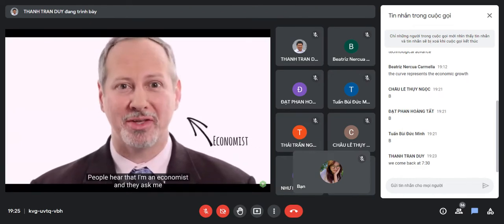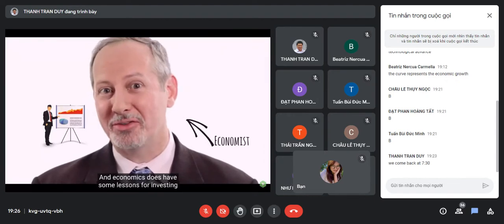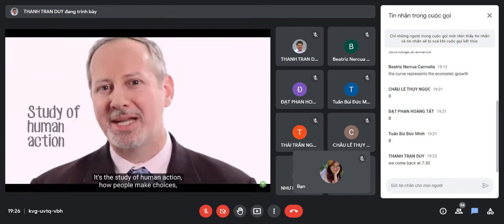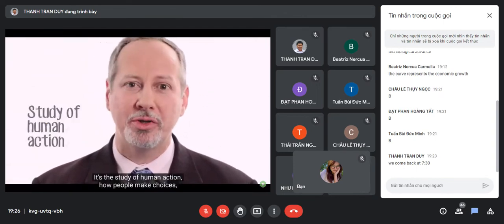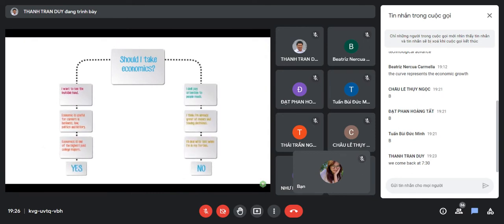People hear that I'm an economist, and they ask me about managing their money. And economics does have some lessons for investing in the stock market. But economics is much broader than that. It's the study of human action, how people make choices, and how they should make choices under scarcity.